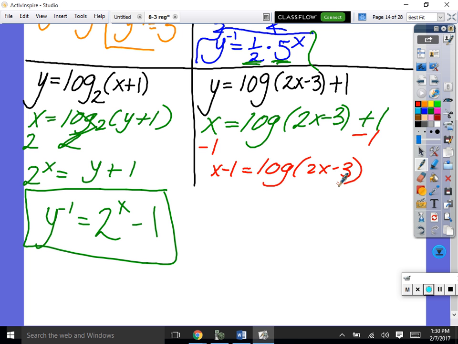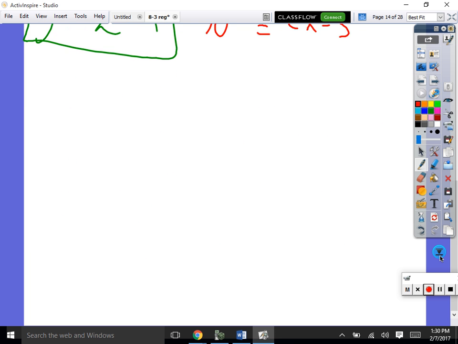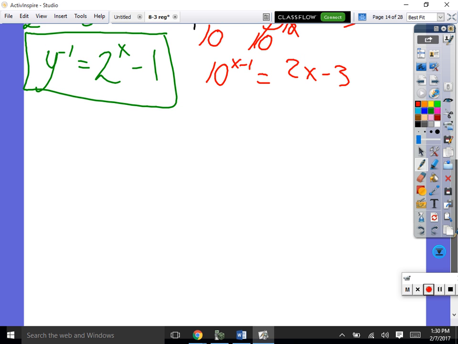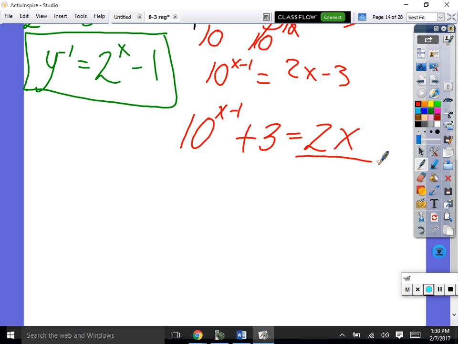Now, how do we undo log? 10. Isn't there a secret base 10 in there? So we base 10 both sides of the equation. So we have 10 raised to the x minus 1 equals 2x minus 3. Next step. Good. Add 3 over. So we have 10 raised to the x minus 1 plus 3 equals 2x. That's a y, isn't it? Same thing though. Divide by 2. And then let's get the appropriate answer.